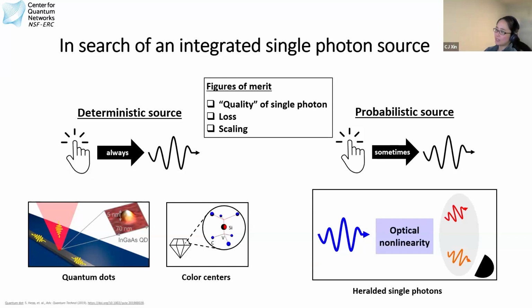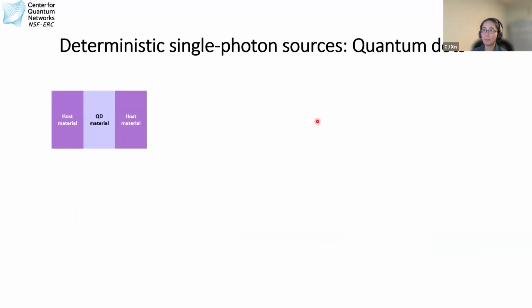I'll first start talking about deterministic single photon sources. I will go into detail on quantum dots and then briefly talk about color centers at the end. At the end of the day, when it comes to being a single photon emitter, they behave relatively similarly and have similar kinds of pitfalls, etc. Let's think about a quantum dot. At the very basic level, a quantum dot is a sandwich of materials.